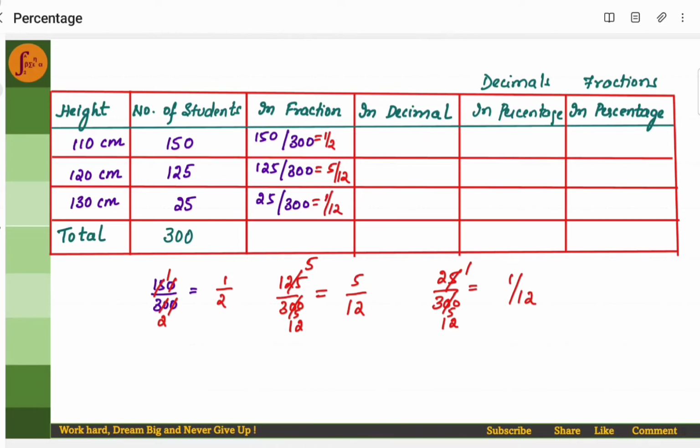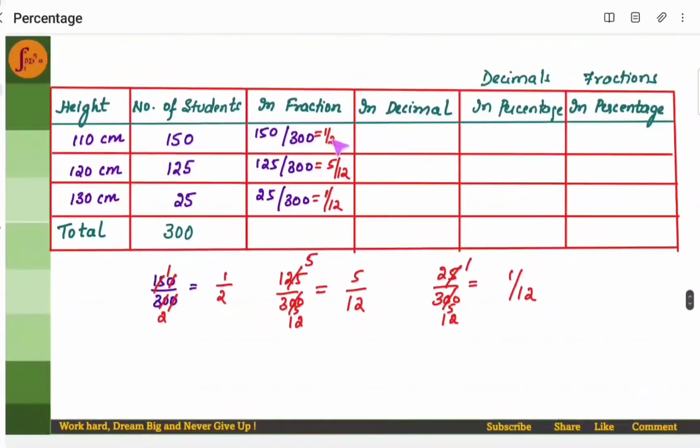Same thing if I have to write in decimal form, right? So what I'll do, I'll take 1 by 2. 1 by 2, I'll write it in decimal form. 1 by 2 is 0.5 if I divide. And 5 by 12 is 0.41. And 1 by 12 is 0.08. So we have written these three in decimal form.